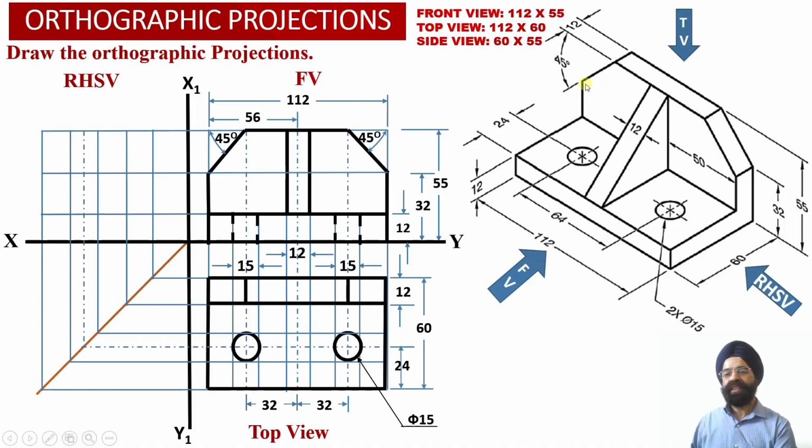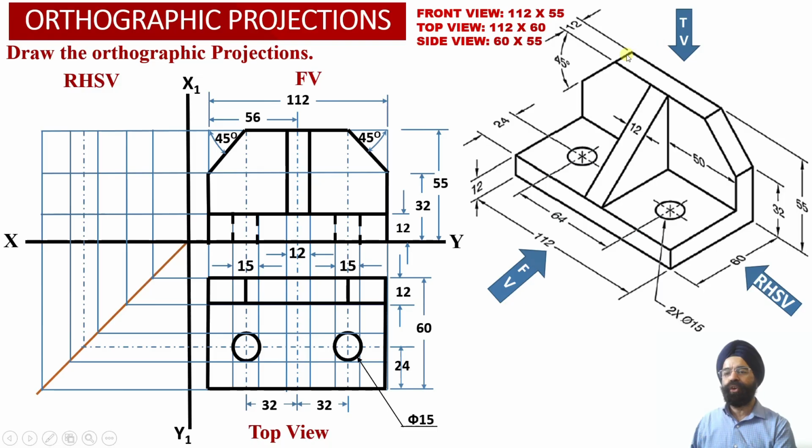Another thing, since we have already evaluated that the depth of this web happens to be equal to 12 millimeter, corresponding to this depth we have obtained a rectangular projection corresponding to element number 2, which is a vertical web which happens to be parallel to the front face of the solid.